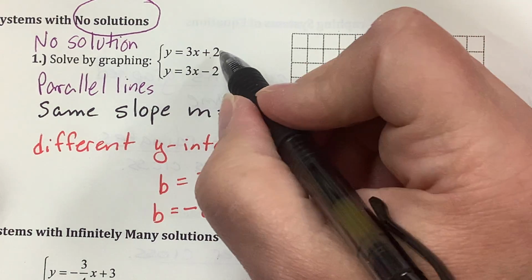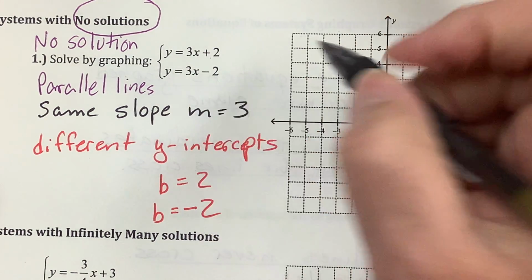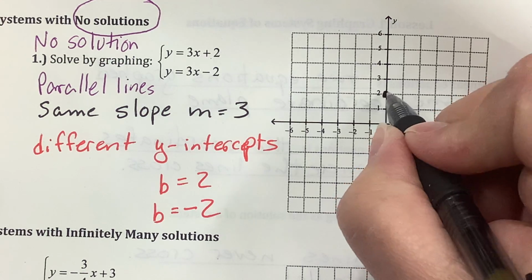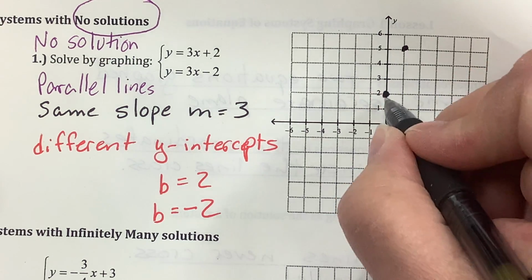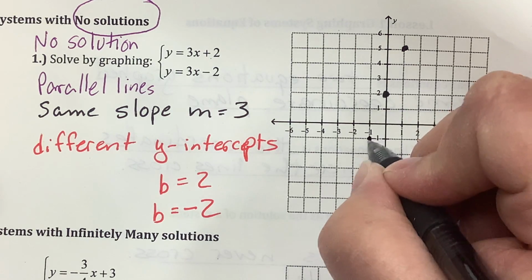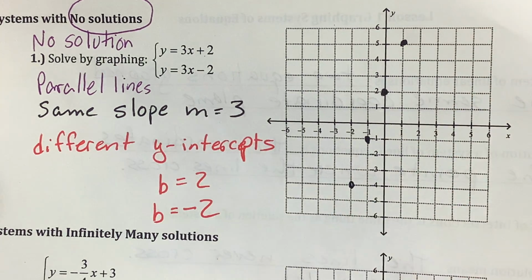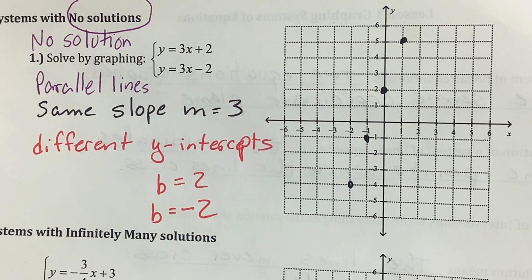I'm going to graph this first one in black. So I'm going to start at positive 2, and I'm going to rise 3, run 1. And I'm going to drop 3, go left 1. Yep. Now I have lots of little points going across.